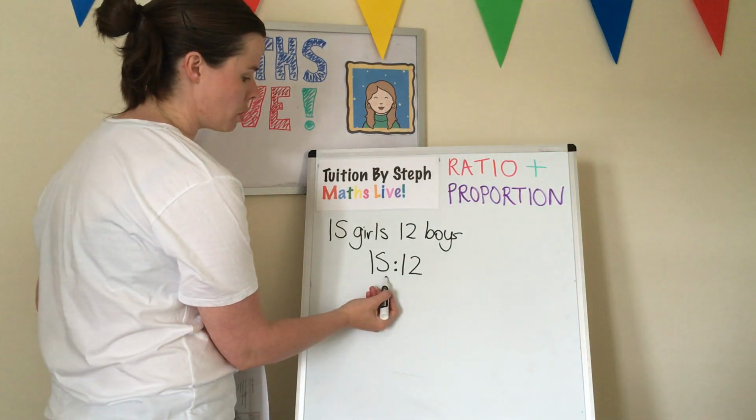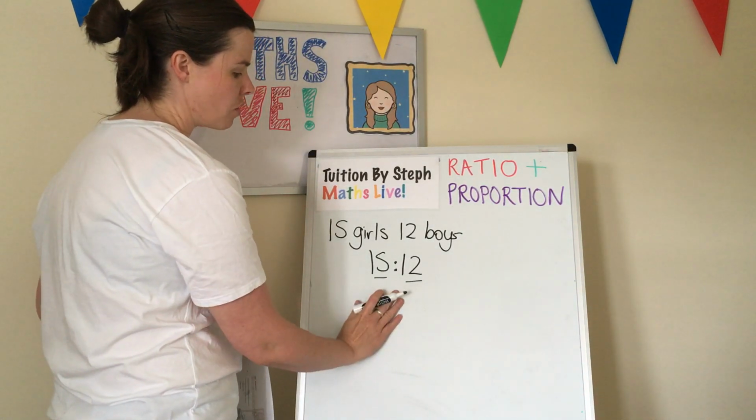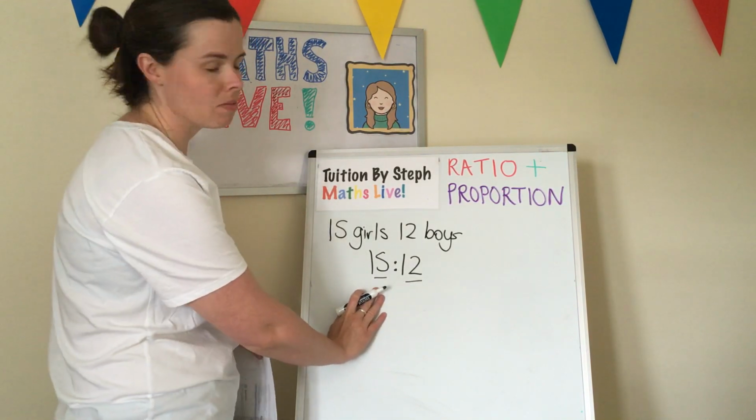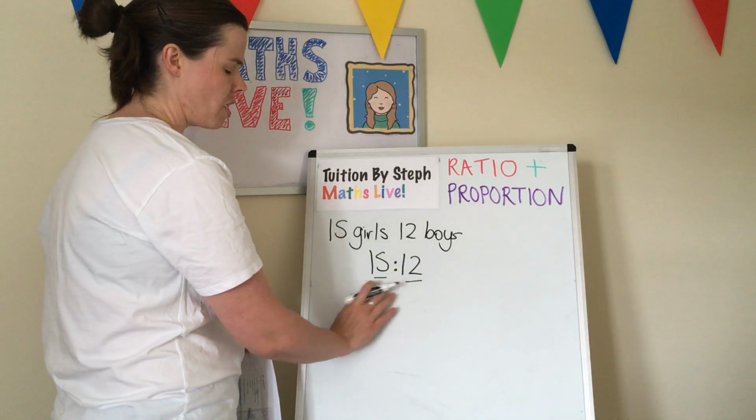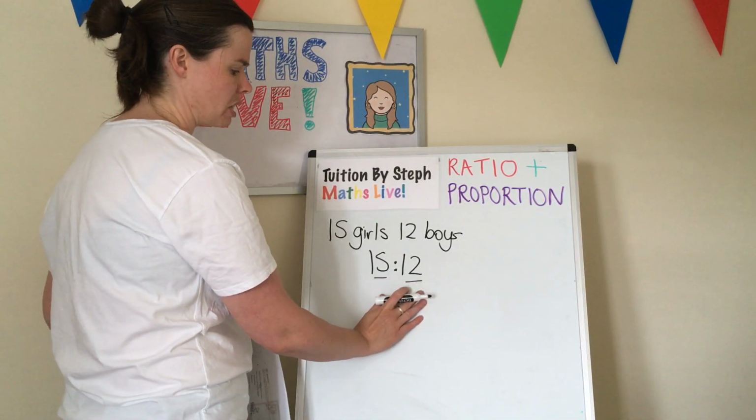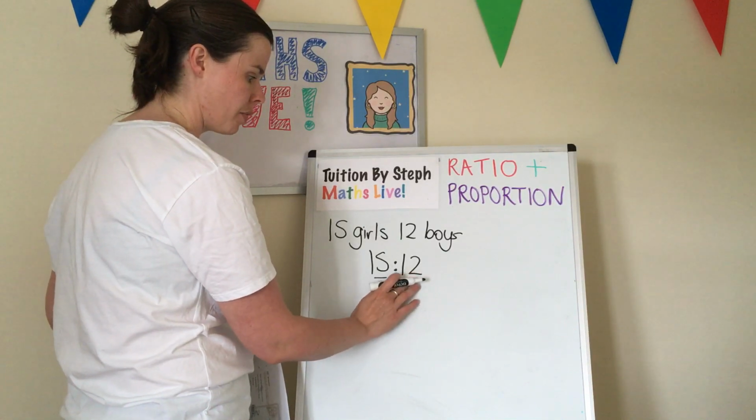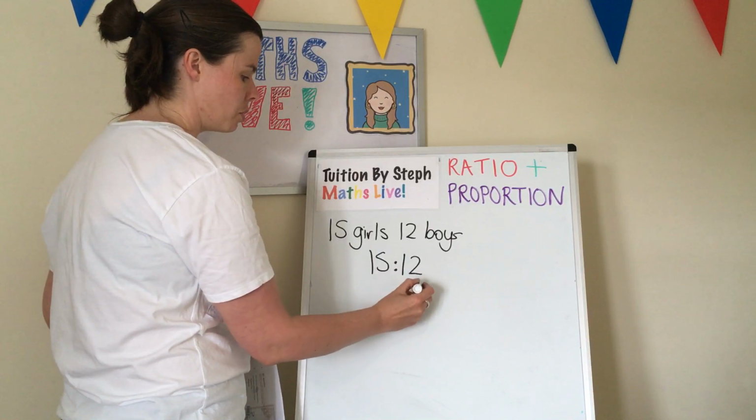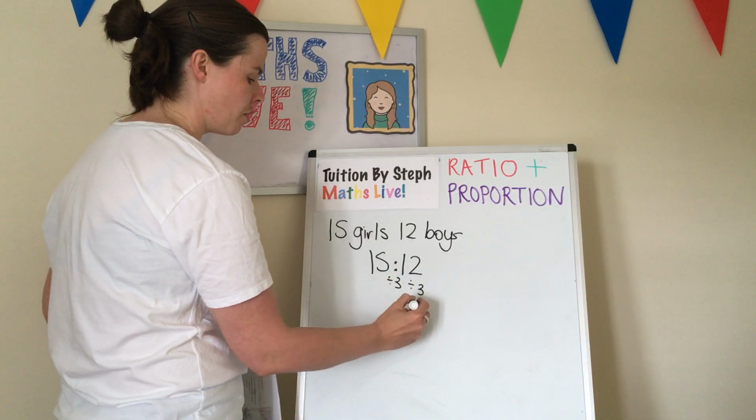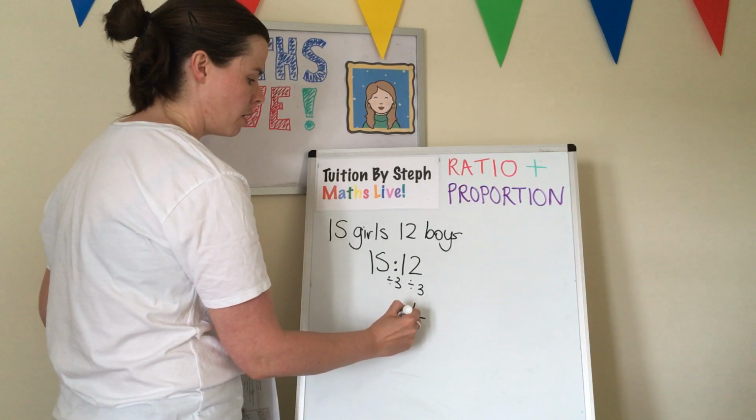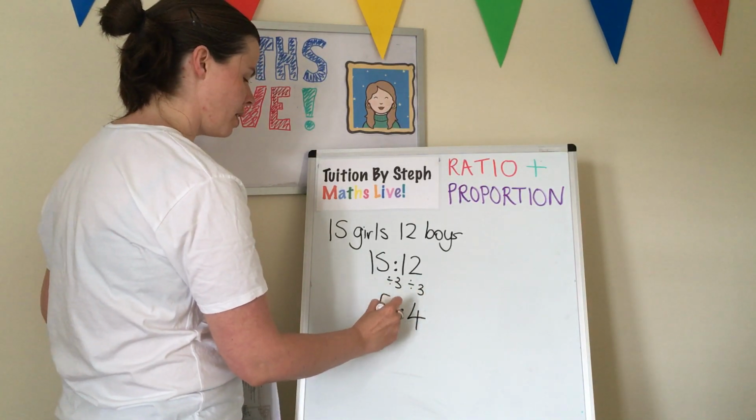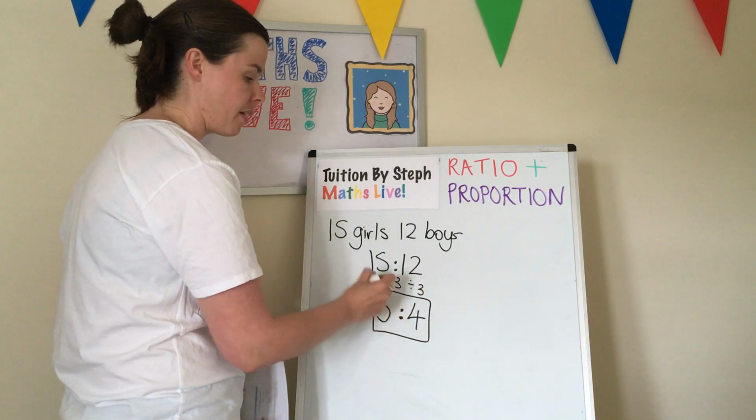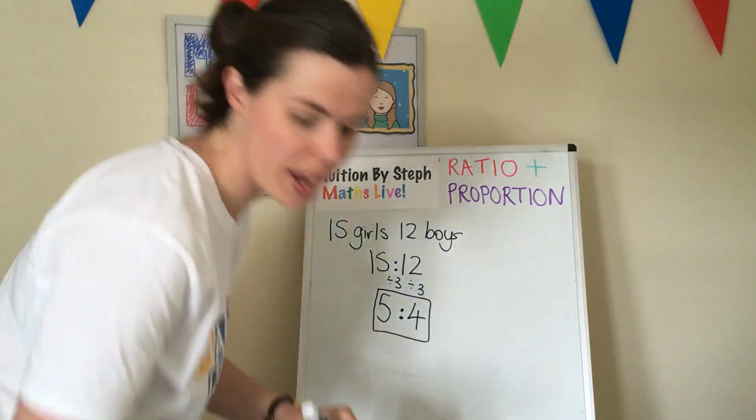So you've got to look at both numbers and think, right, what factors are there of 15 and 12? Which times table? So 15 isn't in the 2's, 15 is in the 3's. So 1 3 is 3, 2 3's are 6, 3 3's are 9, 4 3's are 12, 5 3's are 15. So I can divide them both by 3. So 4 3's are 12 and 5 3's are 15. So the smallest, simplest form ratio is 5 to 4. So well done if you got that.